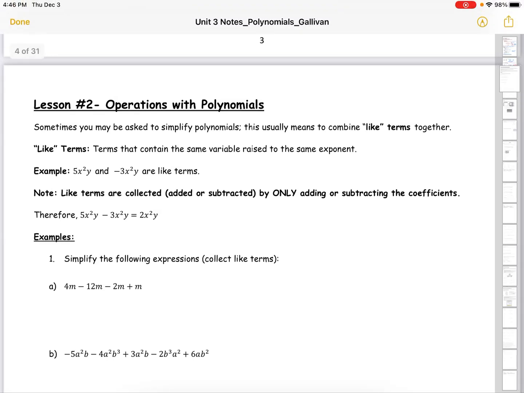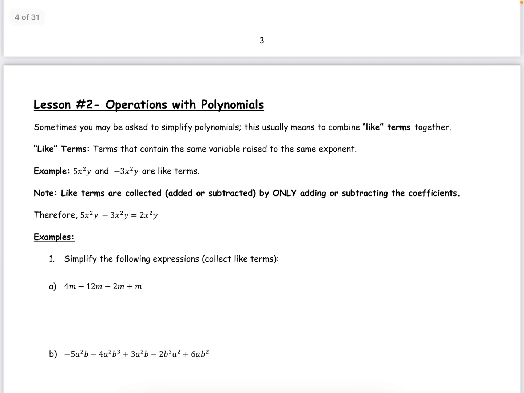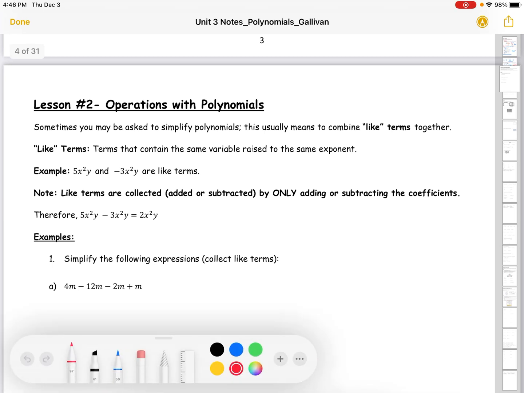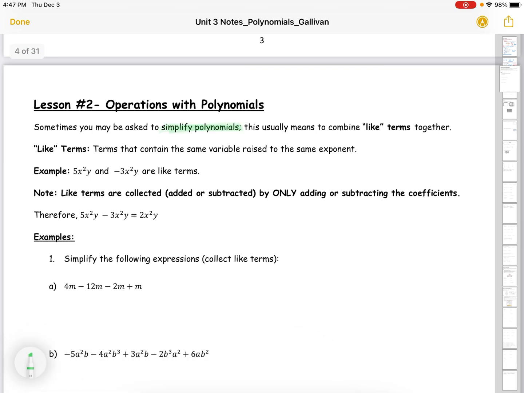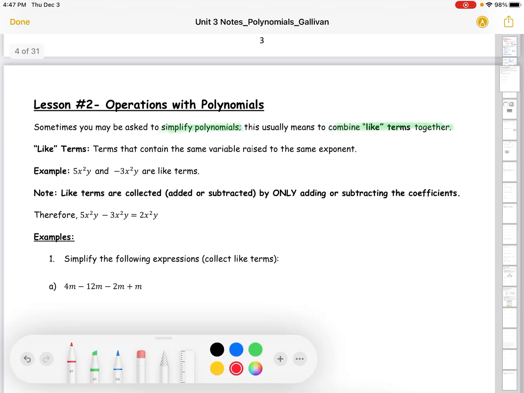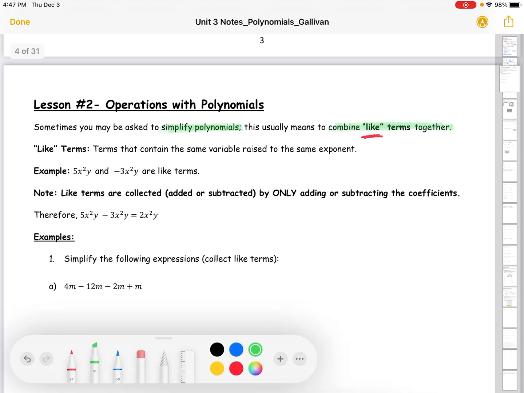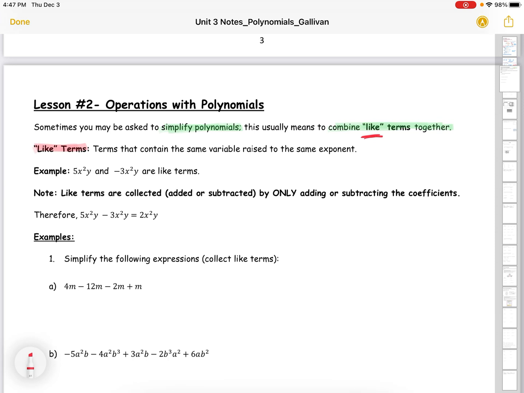Okay, lesson 2, operations with polynomials. So sometimes we might be asked to simplify polynomials. What that means is we want to combine like terms together. So like terms are terms that contain the same variable raised to the same exponent. So it has to be identical.